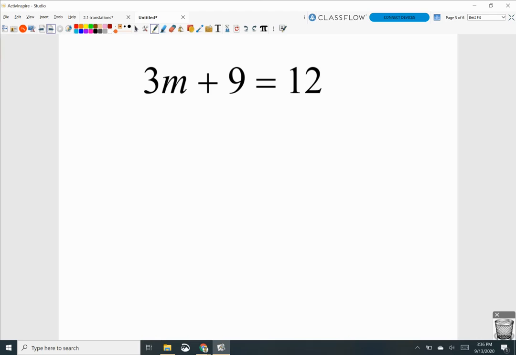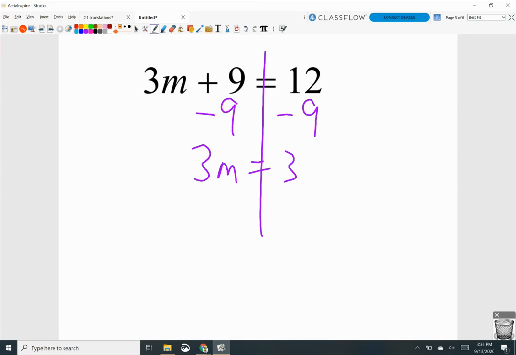I call these two-step equations because you have two steps of arithmetic to do to solve for the variable. Give it a shot. So I'm going to subtract 9 from both sides of the equal sign. That leaves my 3m on the left equals 3 on the right. Divide out the 3. Variable is 1.